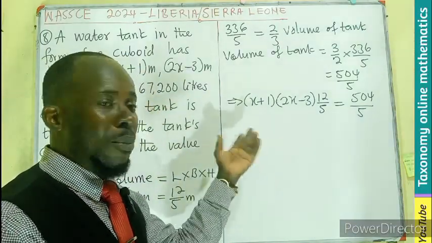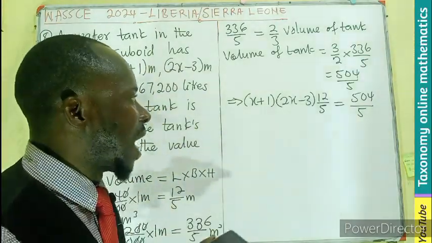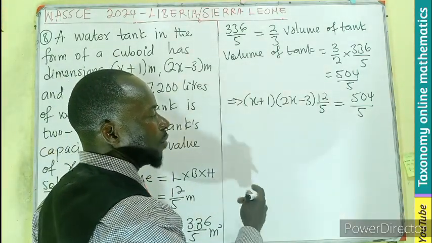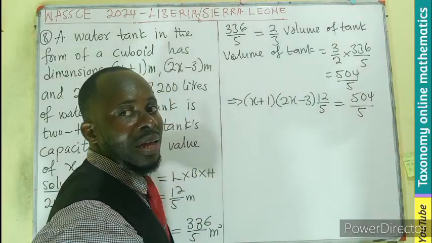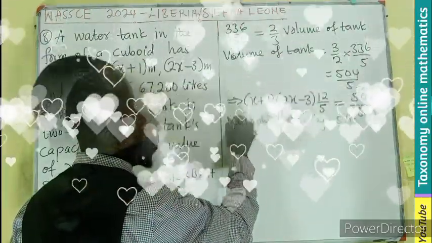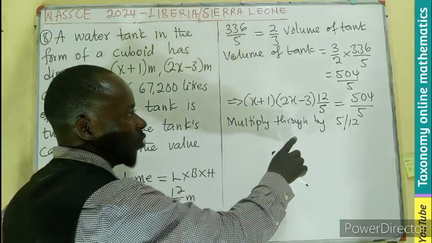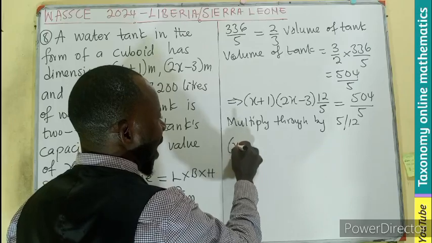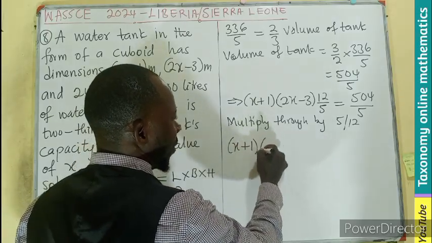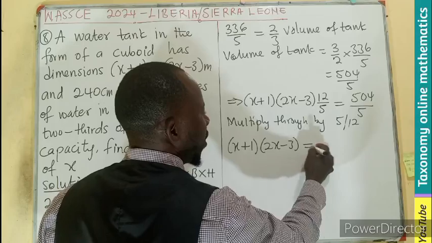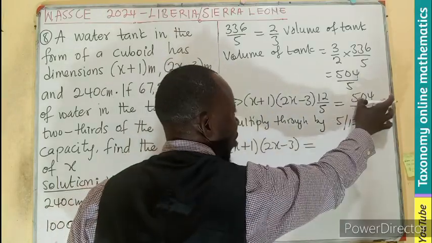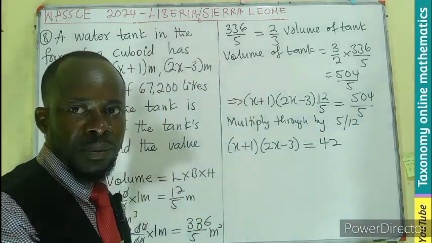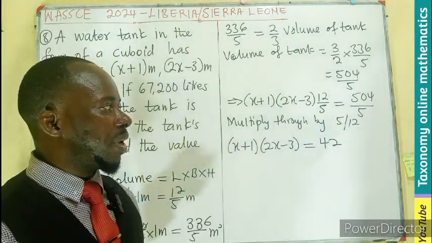Alright, so what do we do? We can multiply here also by 5, so that the 5 will cancel. Let's just say we multiply both sides by 5 on 12. So when you multiply both sides by 5 on 12, the 5 here will cancel, the 12 will cancel. You'll be left with x plus 1 into bracket 2x minus 3 equals 5 on 12 multiplied here, 5 will cancel, 12 will go there 42 times. So that is what we are going to get from that multiplication.